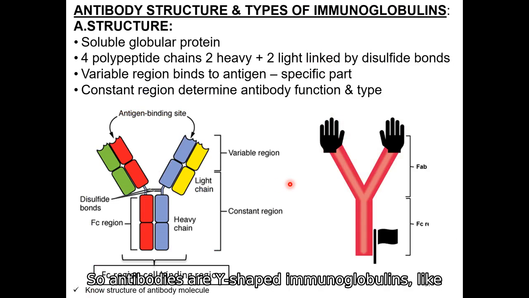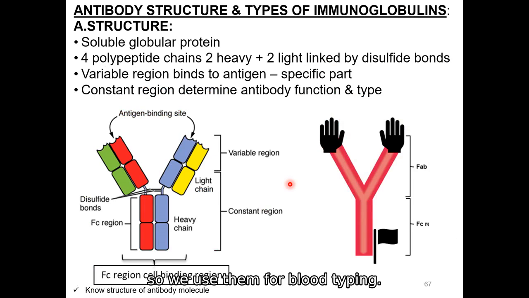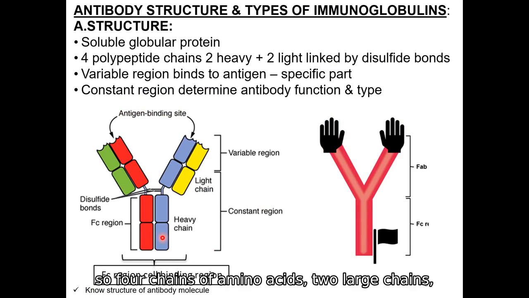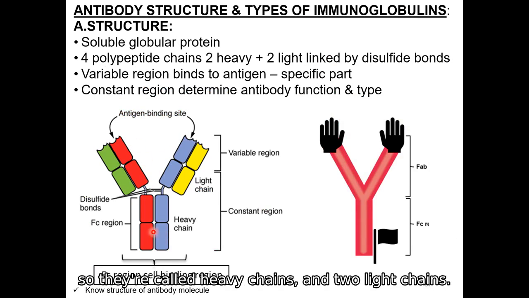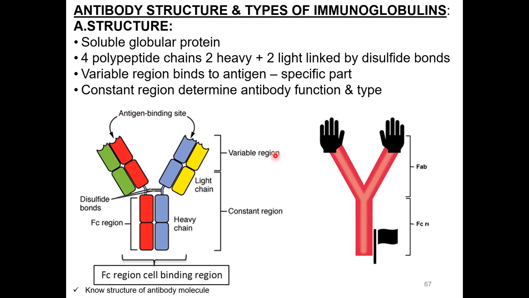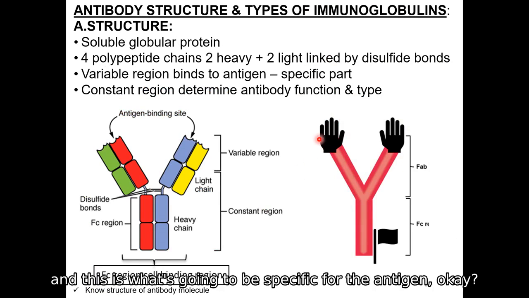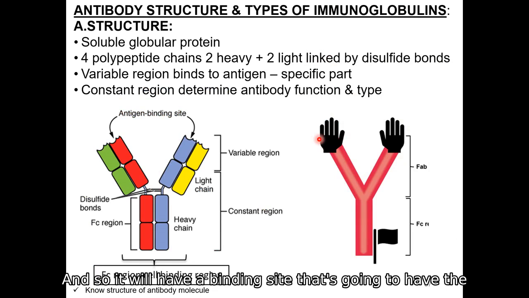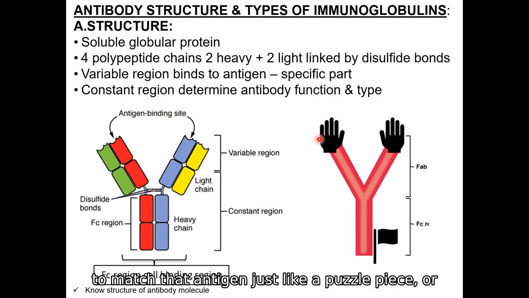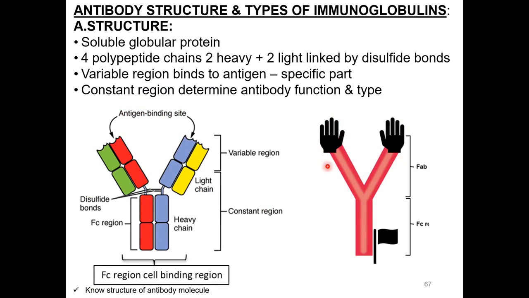So antibodies are Y-shaped immunoglobulins. Like I said, we use them for blood typing. They are made up of four polypeptide chains, so four chains of amino acids, two large chains, so they're called heavy chains, and two light chains. The Y shape that they have, so up here, the hands, this is what's going to be variable, and this is what's going to be specific for the antigen. Okay, and so it will have a binding site that has the right shape and the charge to match that antigen, just like a puzzle piece or a key inside a lock. And so it has that specificity.